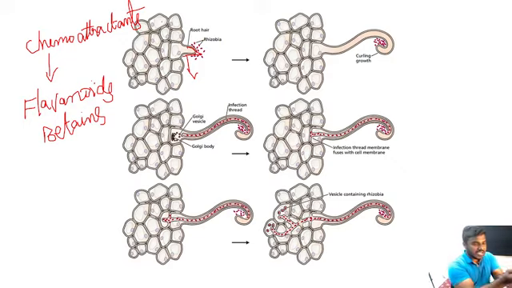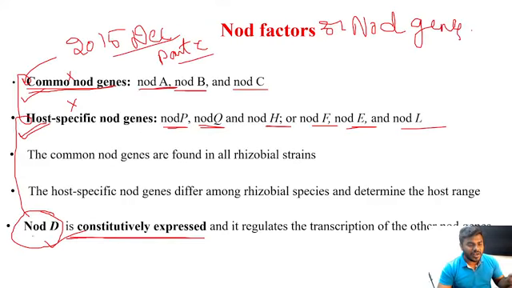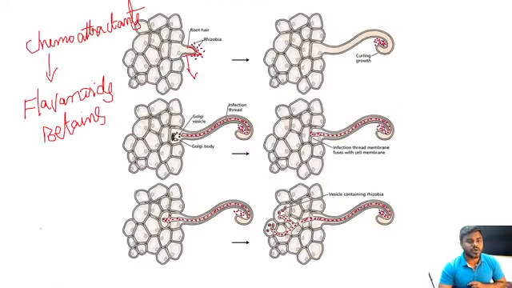Once these chemoattractants are released by the root hair into the soil, they travel through the soil and activate the bacteria. The question is very simple: which gene of the bacteria is activated first? Undoubtedly, the nodD gene will activate first. Then after the nodD gene, the host specific nod genes and common nod genes also get activated. Now you can ask me a question: sir, this is the root hair, this is the bacteria, how exactly can the bacteria come and attach to the root hair?